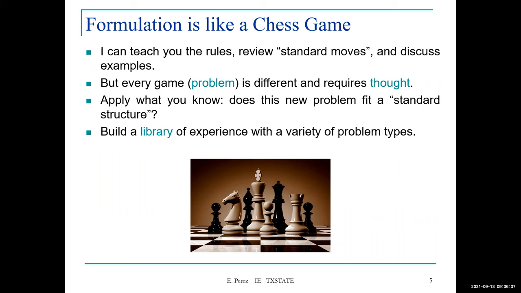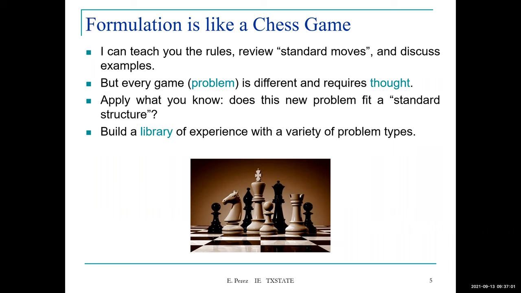However, if you start building this library, and that's what we're going to start doing today, this library of models with different applications, then you will see that when you face a problem, you can think about, okay, this looks like this problem that we discussed, or this looks like this problem that I saw in this textbook. And you can use that as a guideline to at least get started with the formulation for your problem.